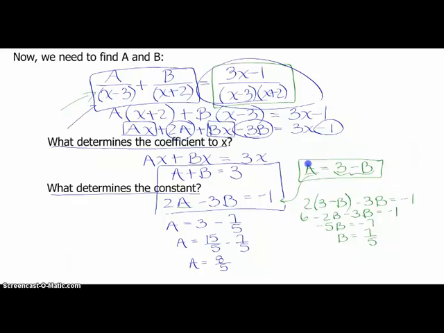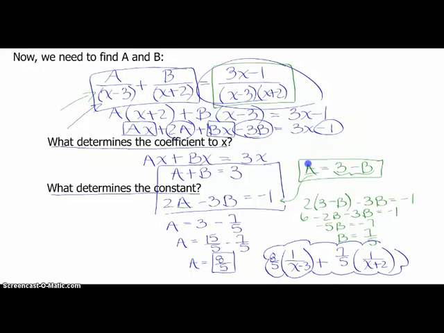Now it's important that you have that for reference so that you know the value of a is paired with the denominator of x minus 3. So this is equivalently written as 8/5 times the quantity 1 over x minus 3 plus 7/5 times the quantity 1 over x plus 2. And we're guaranteed that this is equivalent to the original rational expression we started out with.